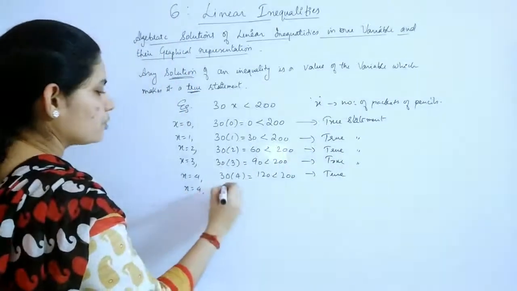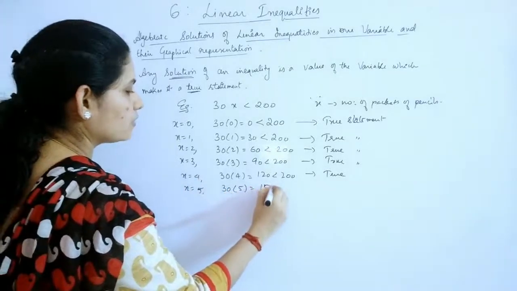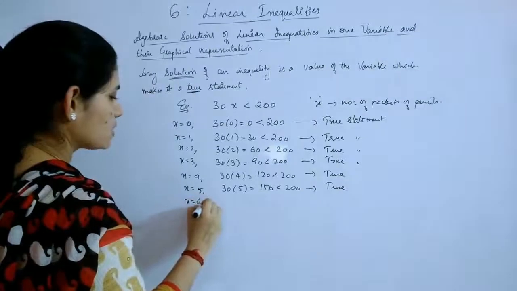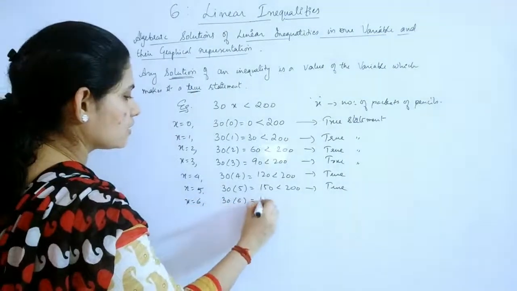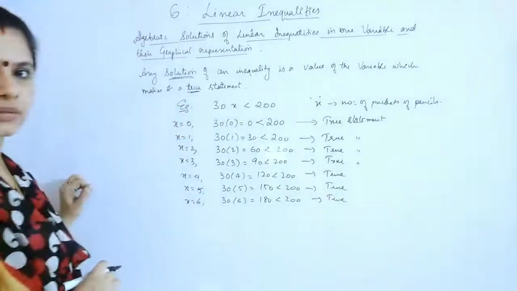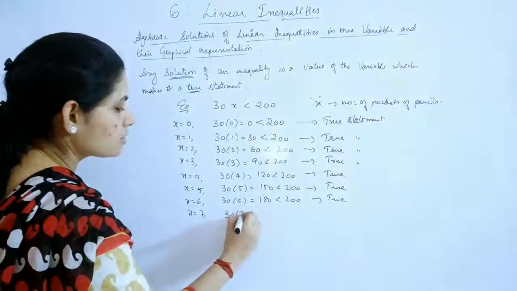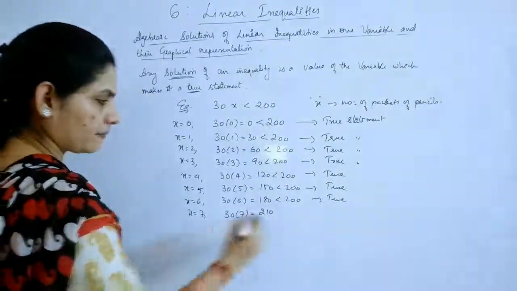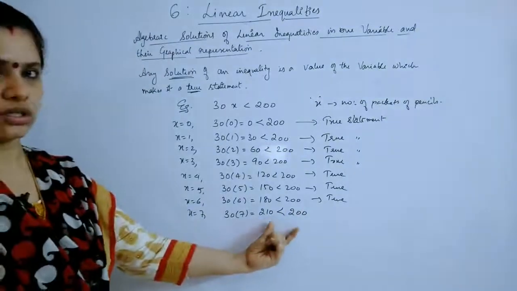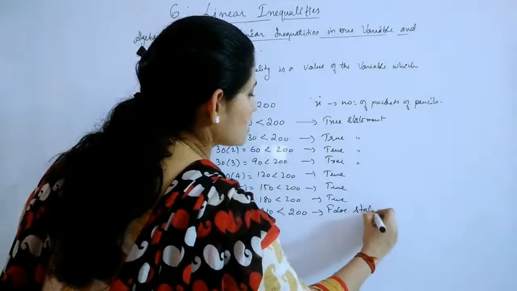x equal to 5 gives 30 into 5, which is 150, less than 200. x equal to 6, 30 into 6 gives 180, again less than 200, so it is also a true statement. Now if I substitute x equal to 7, I get 30 into 7 as 210. If I say it is less than 200, you will say no, it is not. That means this gives a false statement.